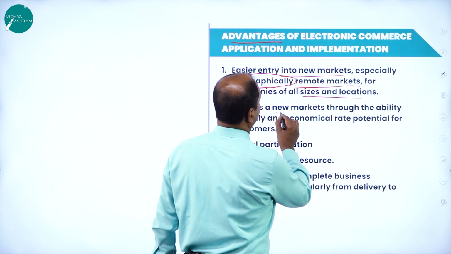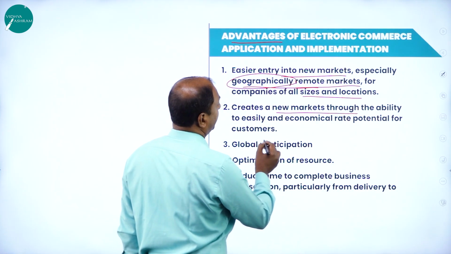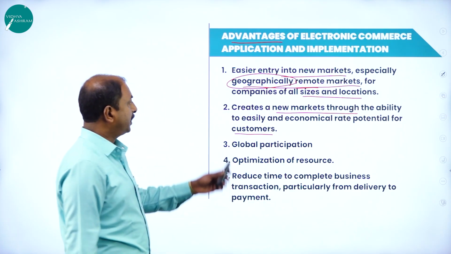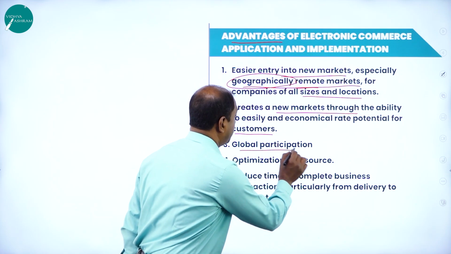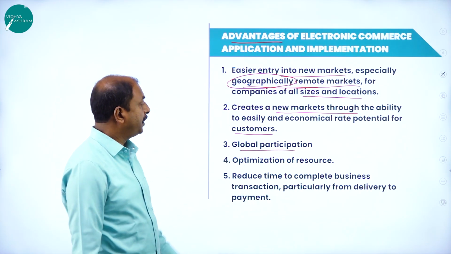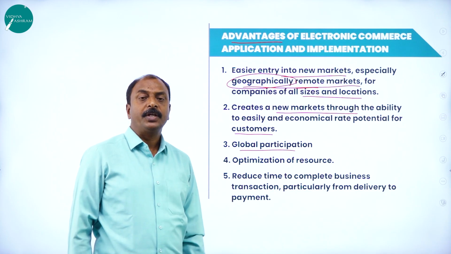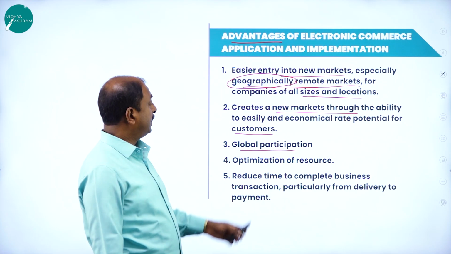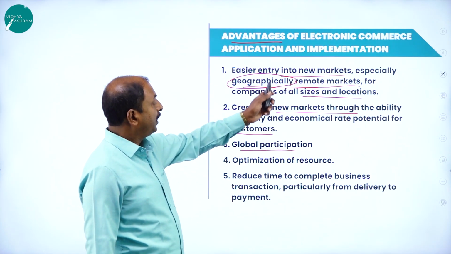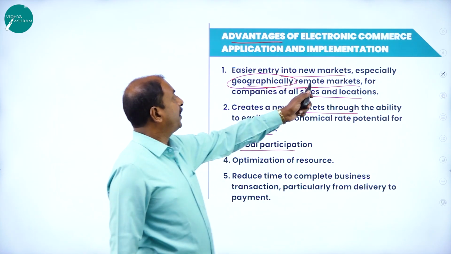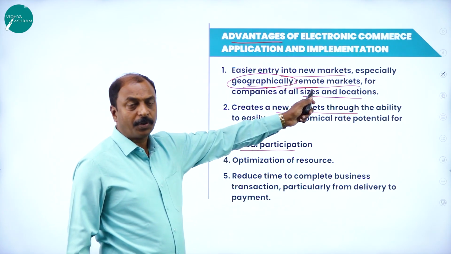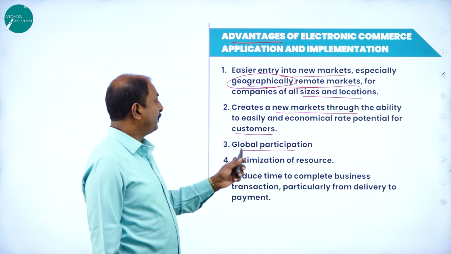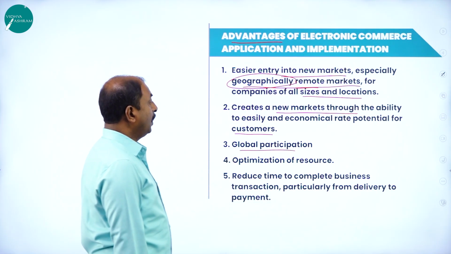It creates a new market through the ability to easily and economically reach potential customers. So this is another advantage, global participation. What is the meaning of global participation? Here, any business nowadays goes to the entire globe through the internet or online. That is global participation. Anyone from a remote location can sell his product globally to anyone on the globe through the internet. That is the meaning of global participation.